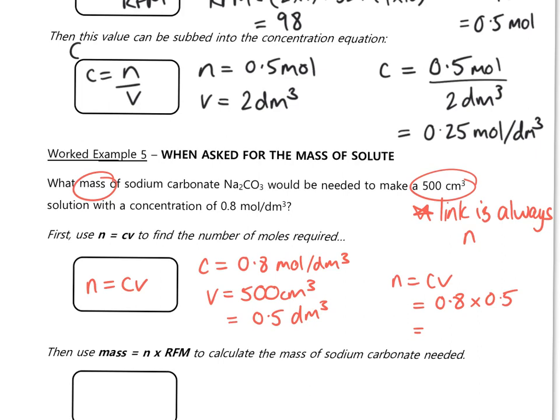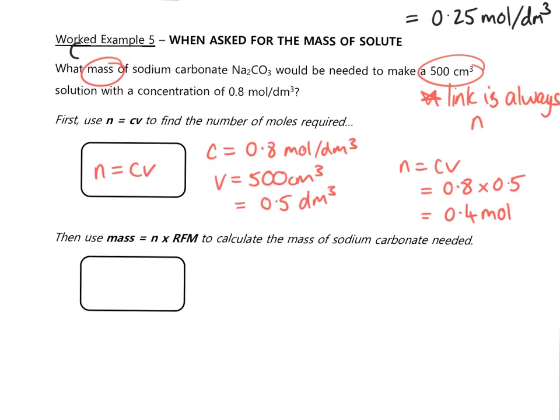What's that come out as? 0.4. Good. 0.4 moles, because you're multiplying by a half, essentially. No, because 8 times 5 would be 40, which is why, because I know you're thinking of the 2 decimal place thing. But because it's 40, it then moves up. Okay, so you're doing 0.8 times a half, essentially. So half of 0.8 is 0.4. Put it into your calculator, it'll come out like that anyway.